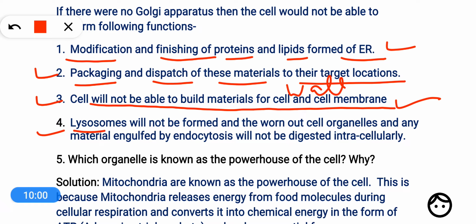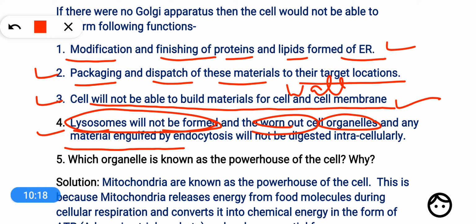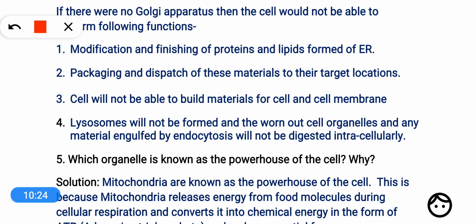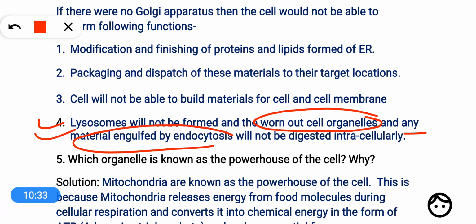Next, lysosomes will not be formed. As you know, lysosomes are formed from the Golgi apparatus. So lysosomes will not be formed, and the functions which lysosomes perform will not be performed. For example, lysosomes digest the worn out cells, cell organelles, and the materials which are engulfed by endocytosis, right? So these materials will not be digested if lysosomes are not there. Worn out cell organelles will accumulate, and any material engulfed by endocytosis will not be digested inside the cell, because lysosomes are not being produced, and they are not being produced because there is no Golgi apparatus inside the cell.